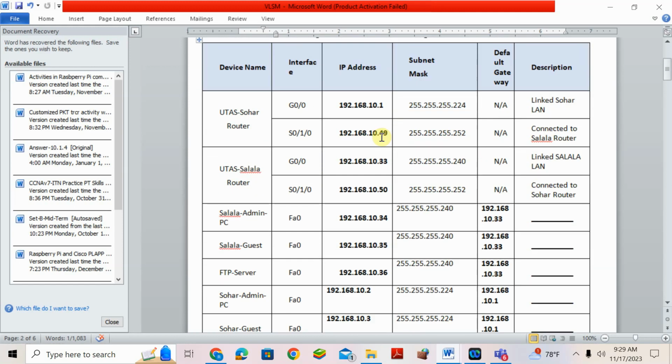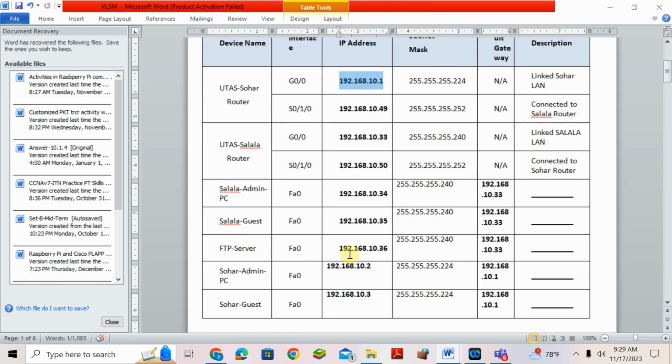Sohar admin PC will be 10.2. The mask is the same. What about the gateway? Gateway means the router's address. The Sohar admin PC is connected to the Sohar router G0/0. That address is 10.1, and that will be added in the gateway part.